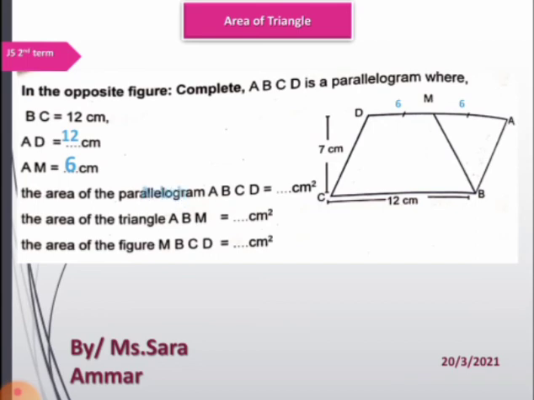So do you remember the rule? Base multiplied by the height. So we can consider BC to be the base which is 12 by 7 which is the height outside of the shape here, and that will give you 84 centimeter squared. The area of the triangle ABM equal half the base times the height.